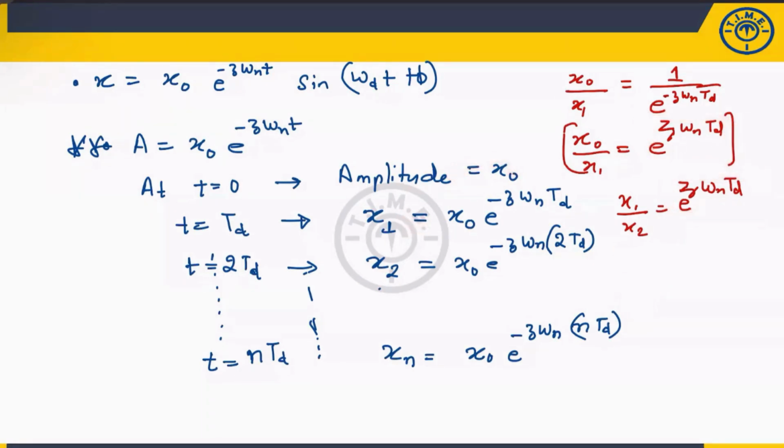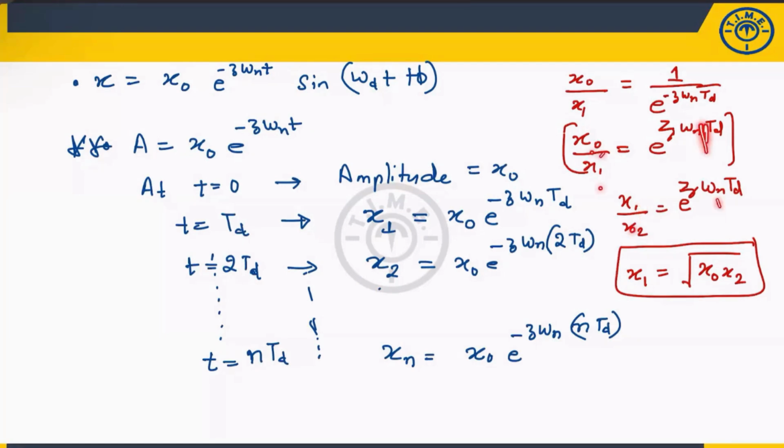If you cross multiply x0 by x1 and x1 by x2, what will you get? I'm just cross multiplying these two. Because these values are equal, can I write x0 by x1 is equal to x1 by x2? So x1 square is nothing but x0 x2, or x1 is equal to the square root of x0 x2.